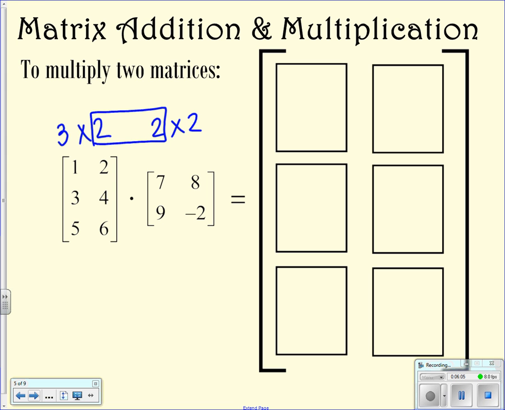So if this was a 3 by 2 and a 3 by 3, we would not be able to multiply them together because these inside numbers have to be the same. And then the outside numbers, that's going to be your answer. Our answer is going to end up being a 3 by 2. Okay?